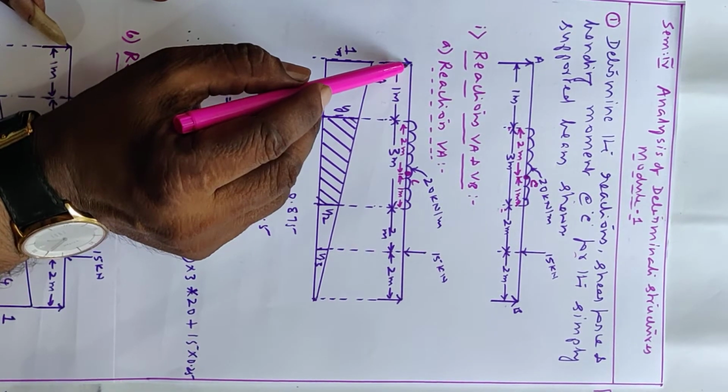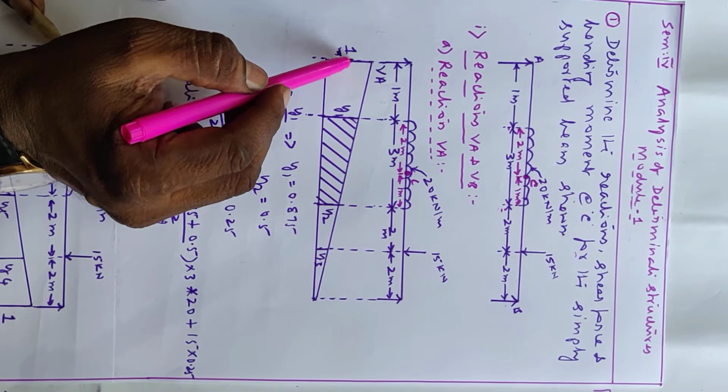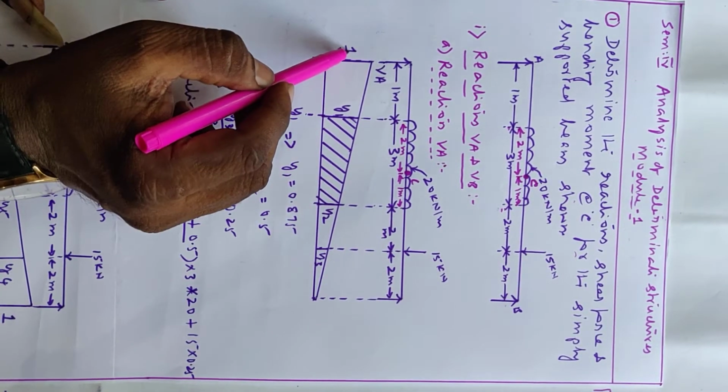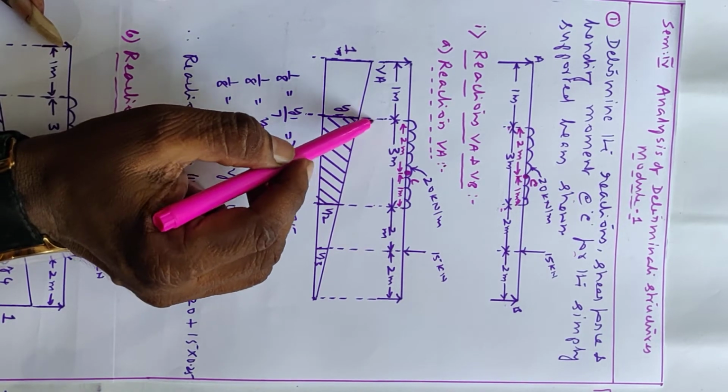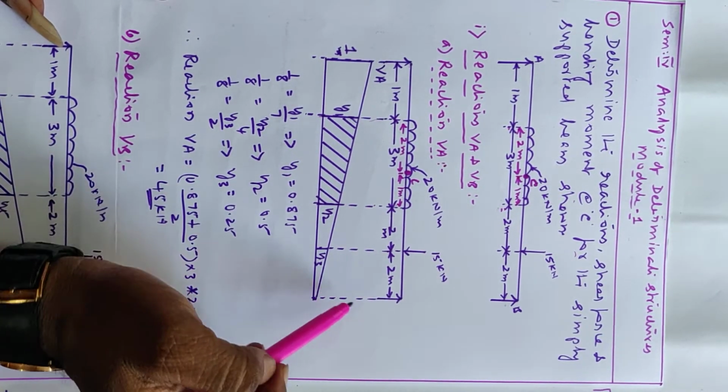So for reaction, see this is the beam load given. For reaction VA we have to calculate. This is the ILD for reaction. Here it is 1. So one UDL is there. We have to project this point.